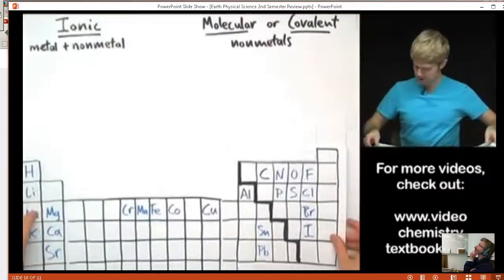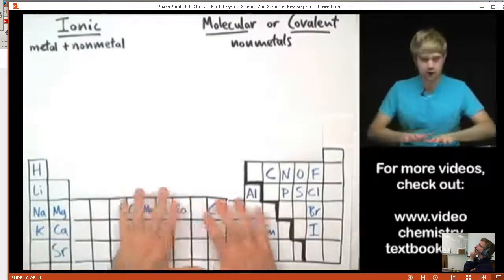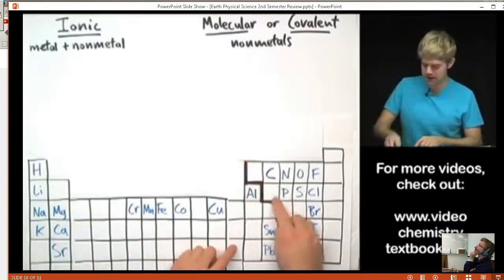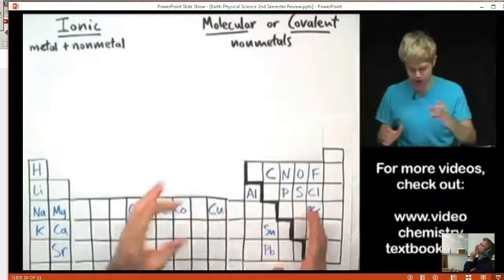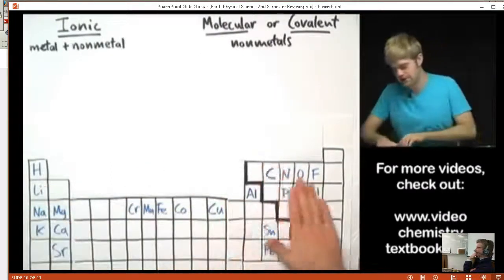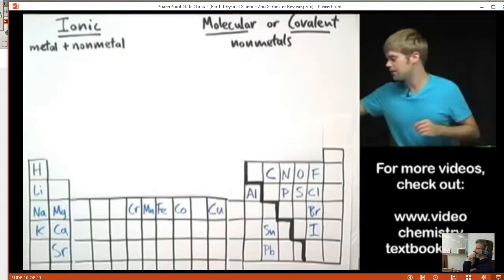You will need a periodic table to do this. Here's the one that I'm using. I've left out a lot of the elements because they're not important, but what is important is this big, thick staircase that divides the periodic table into two parts. On this side of the staircase are the metals, and on this side of the staircase are the nonmetals. Okay, so here are a couple examples.